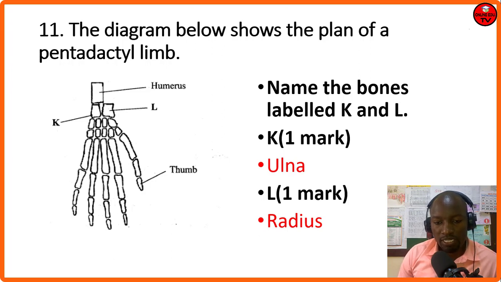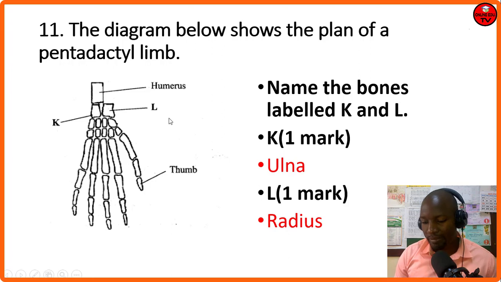Now, with this one, we have been given a guide. The humerus here is supposed to guide us to show that these are actually two bones immediately after the humerus. Then, down here, we are guided by the thumb. And we all know that the bone that is on the side of the thumb is actually the radius. So that's why this one becomes the radius and this one becomes the ulna.